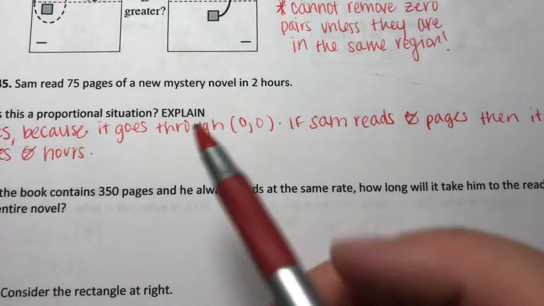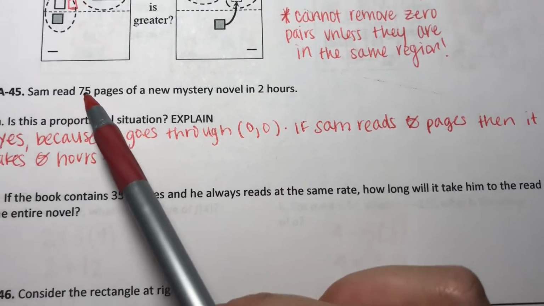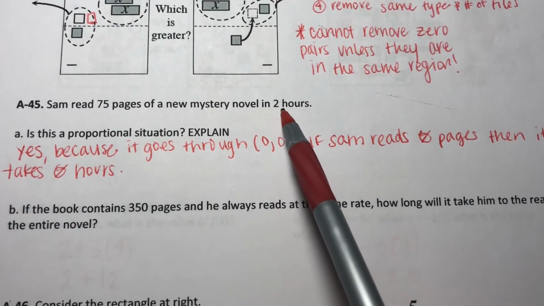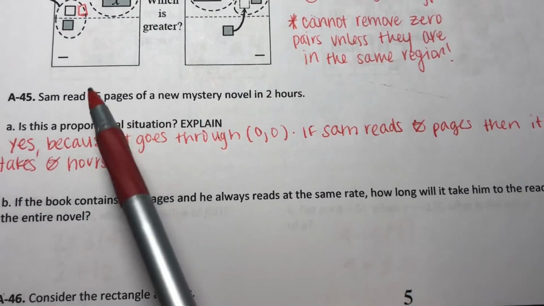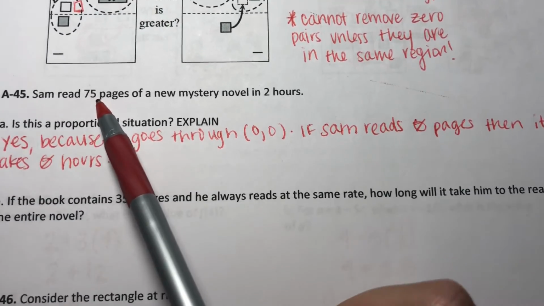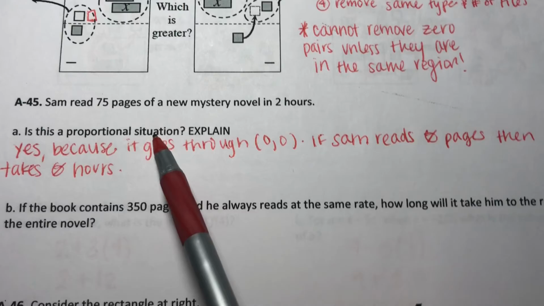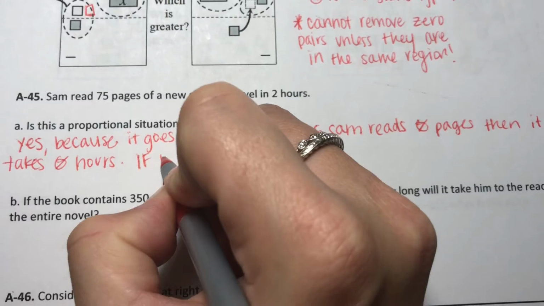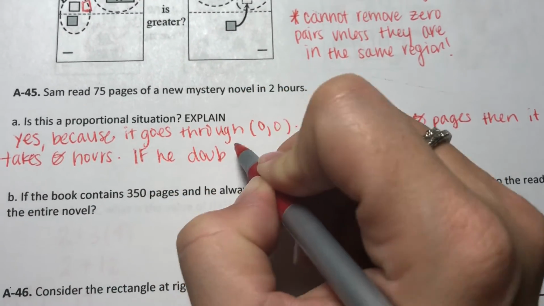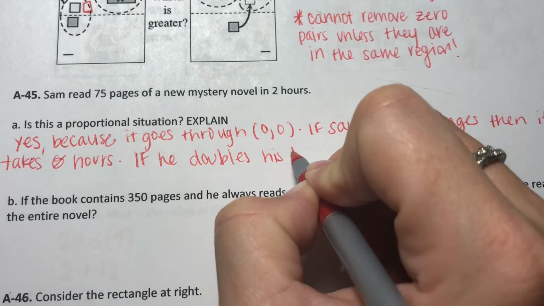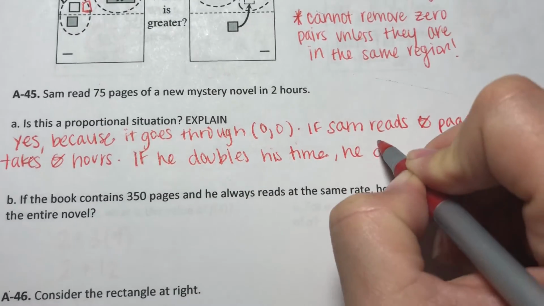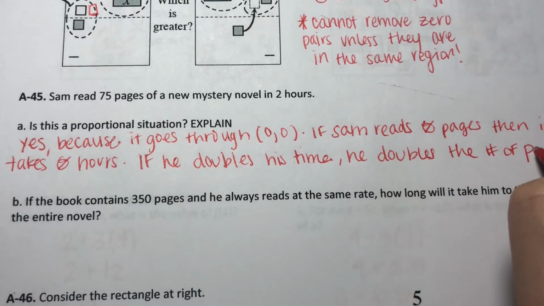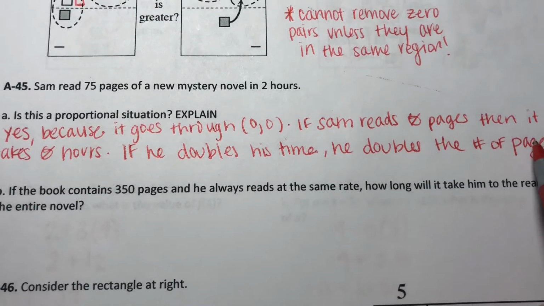And the other reason, like I said, is that if you double one, then you double the other. And so if he reads 75 pages every 2 hours, then if he read for 4 hours, we could double this as well. And so that also supports why it is a proportional situation. So we can add, if he doubles his time, he doubles the number of pages. So easy peasy on that one.